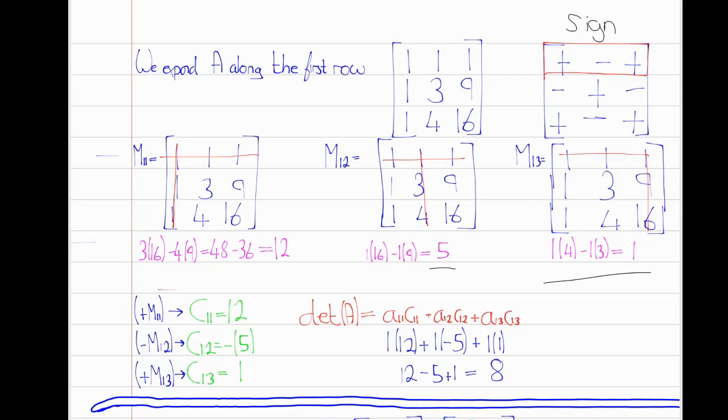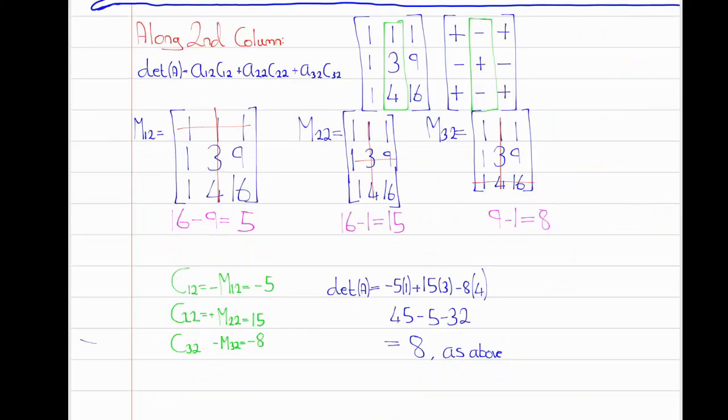Now, the determinant of A is going to be the dot product of A11, A12, A13 with C11, C12, C13. So we have 1 times 12 plus 1 times minus 5 plus 1 times 1. The determinant of this is going to be 12 minus 5 plus 1, which is 8. If we perform this along the second column as opposed to the first row, we're going to have the determinant of A is the A12 component, 1, plus A22, which is just 3, and A32, which is 4, multiplied by C12, C22 and C32.